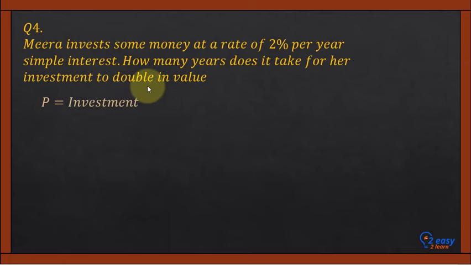Let's get the values. P is the investment and we don't know how much the investment is. In the previous question, the value of investment was given, but in this question, the value of investment is not given. R is 2%. T, we have to calculate the time period after which the principal amount should be doubled. So simple interest formula, I is equal to PRT over 100. We don't know the value of I. We know the value of R. We have to calculate the T.